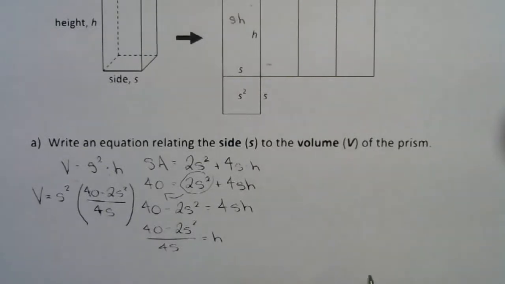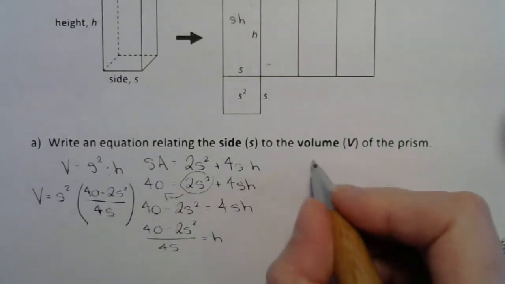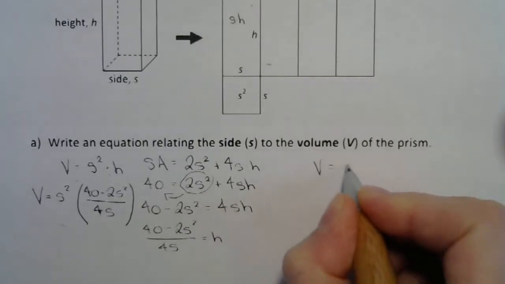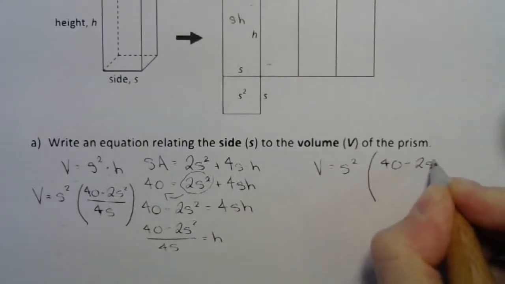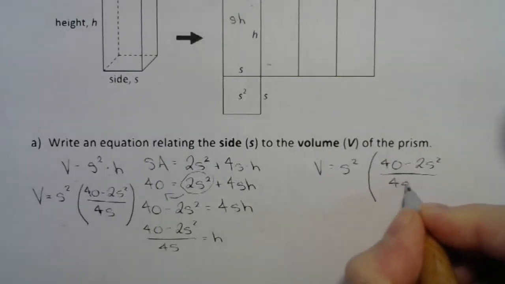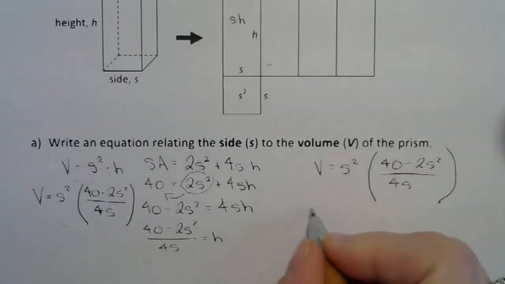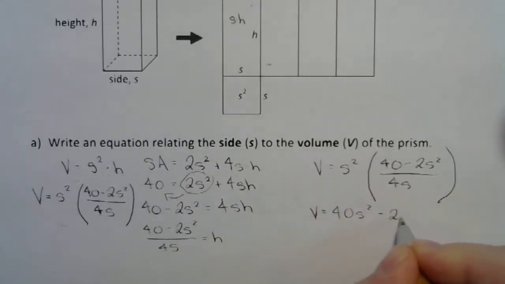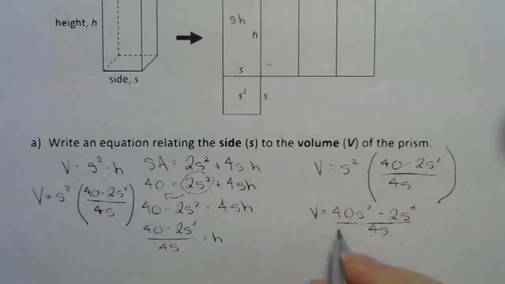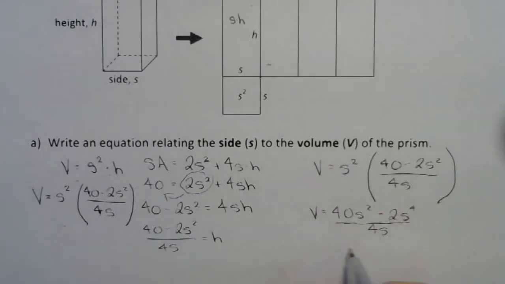We can simplify this. You can multiply the s squared in. And if you want to see it simplified, I'll do it quickly over here. Okay. 40 minus 2s squared, over 4s. If we multiply the s squared in, like I said, minus 2s to the 4, bottom stays the same. And then divide this by 4s and divide this by 4s.